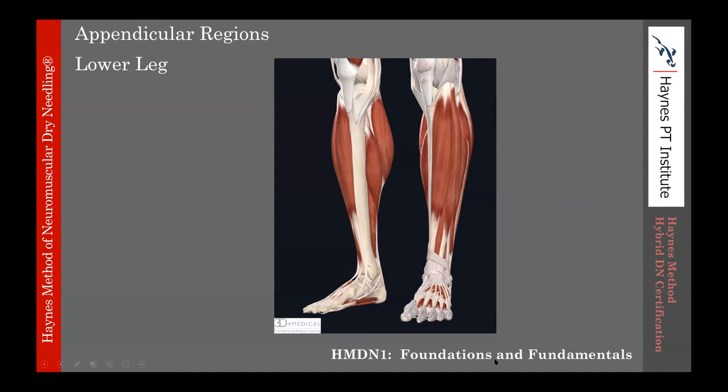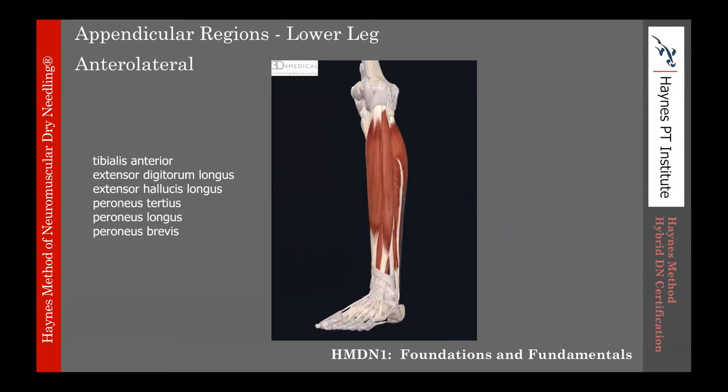Okay, moving on down to the lower leg. We'll look at three different sections here, then we'll get to the tendons and ligaments, and then we'll be done. So in the lower leg, let's start with the anterolateral. Here we'll look at the tibialis anterior, extensor digitorum longus, extensor hallucis longus, and then peroneus tertius, longus, and brevis.